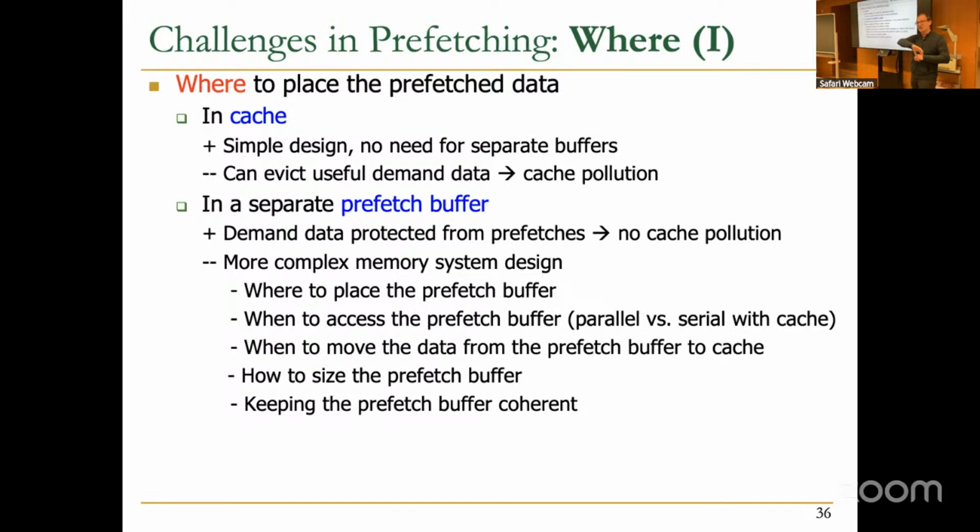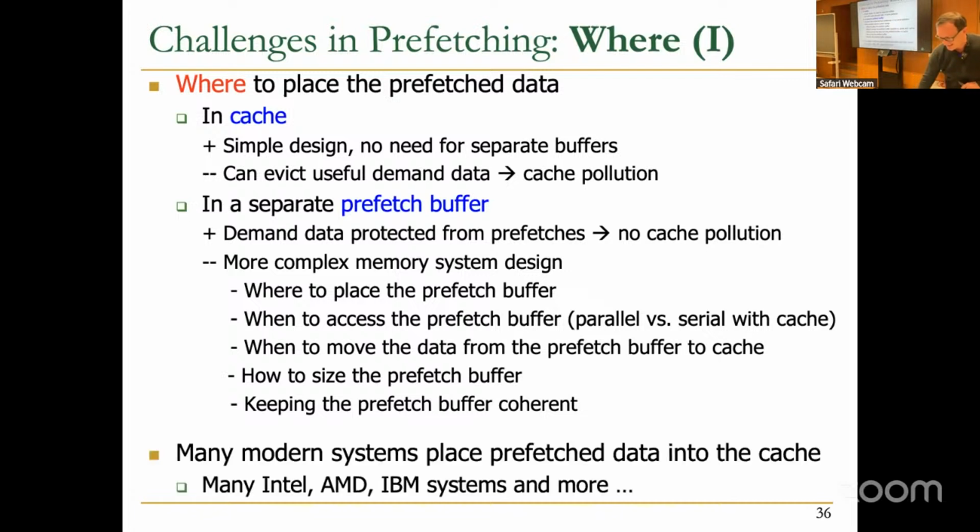When do you move the data from the prefetch buffer to the cache? And there need to be alternate paths to do that. How do you size the prefetch buffer? If your prefetcher is aggressive, this buffer becomes as big as the cache actually. So there are a lot of issues over here. And keeping the prefetch buffer coherent is probably the easiest one among these issues, frankly. So this is not done in general. Many modern systems place the prefetch data into the cache in the end because of all of these headaches.